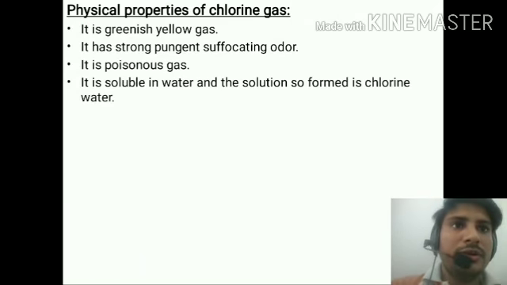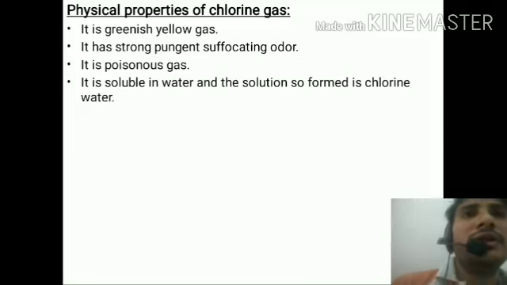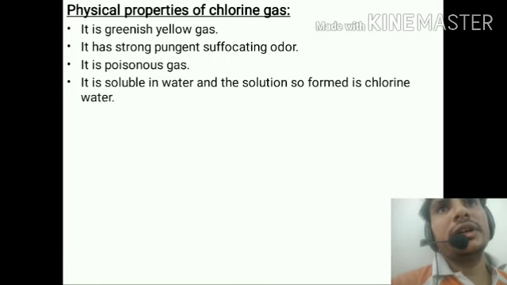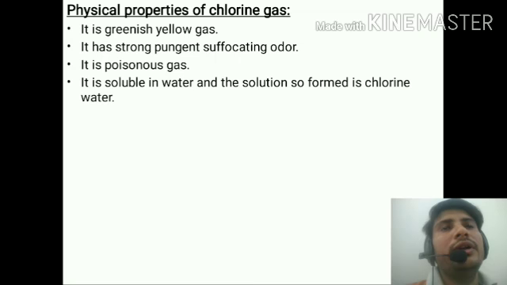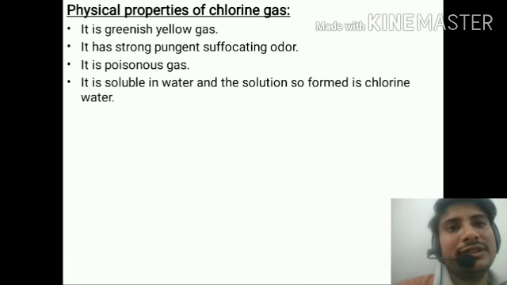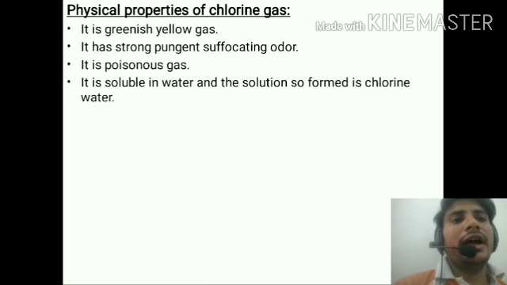Now the physical properties of chlorine gas. What are the physical properties of chlorine gas? I told you chlorine is greenish yellow in color. It has a pungent, suffocating odor. When you do the practicals in your laboratory, you will see chlorine is a pungent smelling gas, and it is highly poisonous in nature. If you smell too much of it, you will go into an unconscious condition. It is soluble in water because it forms hydrogen bonds with the water, and it is poisonous in nature.